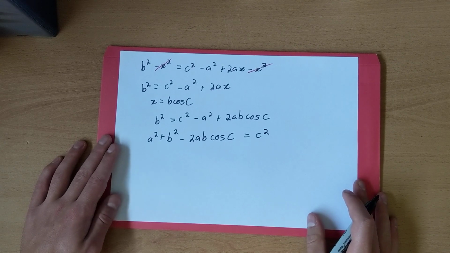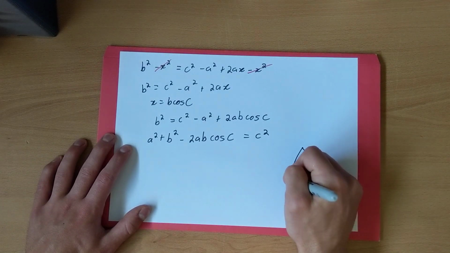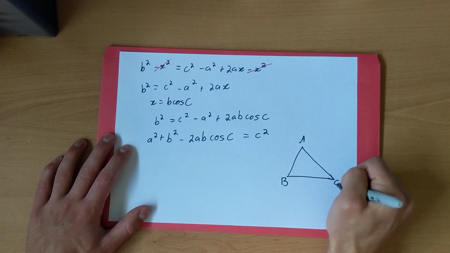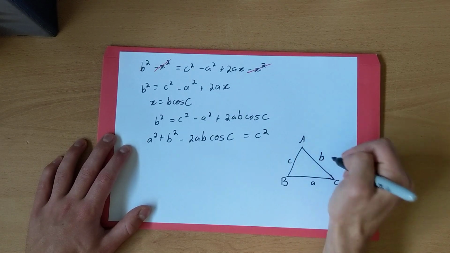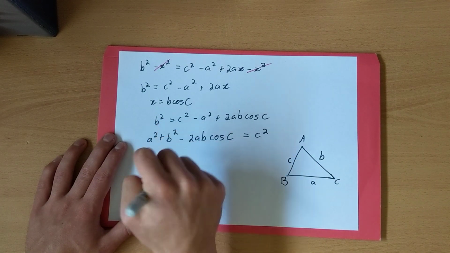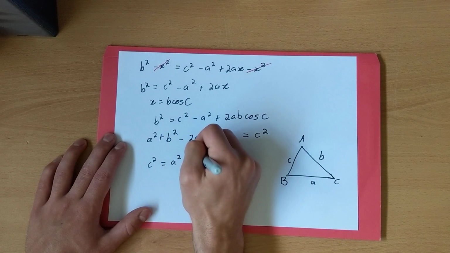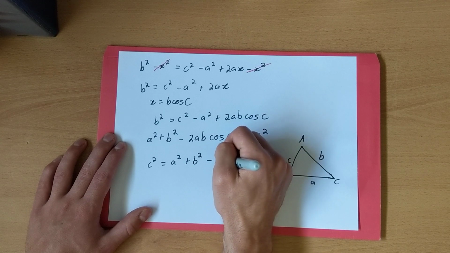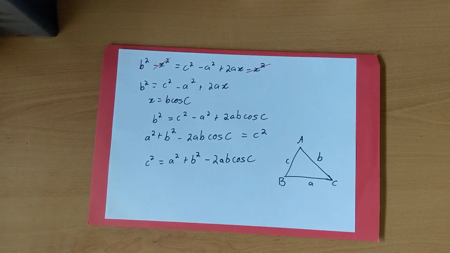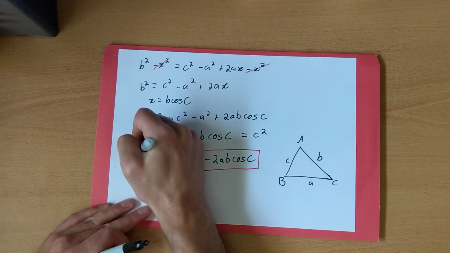So we get our important result, which is that if I have any triangle with a, b, and c as the side lengths and the angles like that, then I know that c squared, that's lowercase c for the side length, equals a squared plus b squared minus 2 times a times b times the cosine of C. And that is the cosine rule.